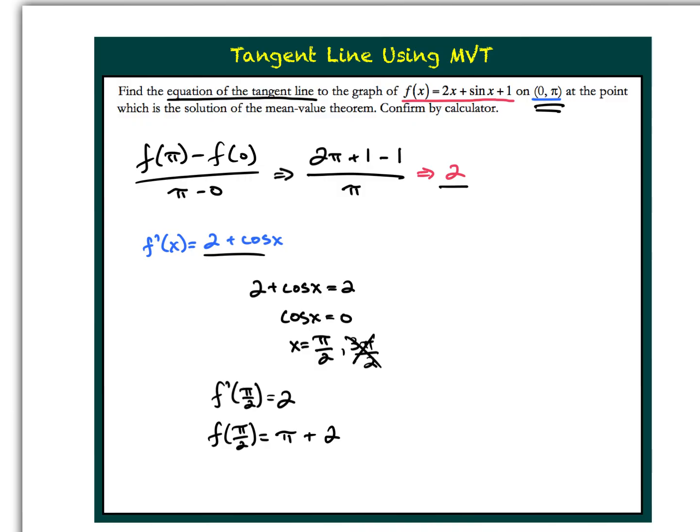All right. And so now we are ready for an equation of our tangent line. So now we'd have y is equal to, what's my slope? What's my slope? 2. And then times x minus my x value. What is my x value? Pi over 2. And then plus now my y value of pi plus 2. And so there is my equation of my tangent line on the interval 0 to pi that fits the mean value theorem.